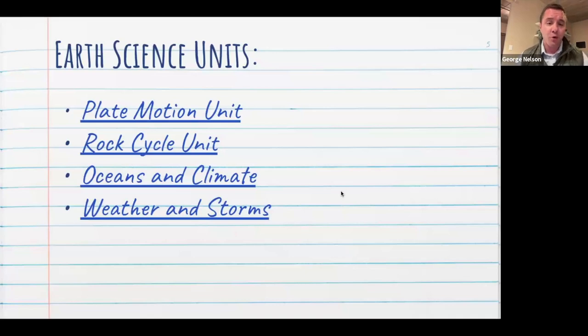There were four units that we developed in the spring and the summer. There's a plate motion unit that also leads into the rock cycle unit. And then I also have oceans and climate, where the climate unit then builds into weather and storms.